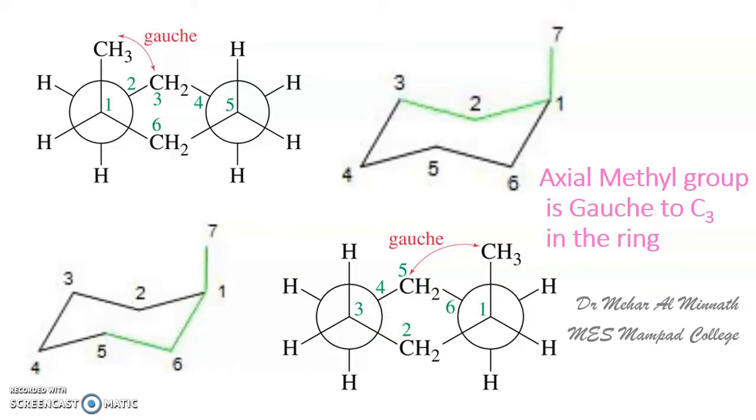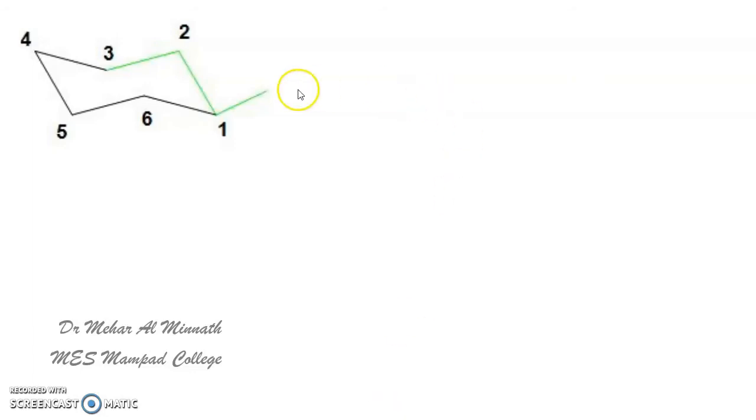Alright, so altogether there will be 8 gauche units when a methyl group is introduced into cyclohexane, and if the methyl group is oriented axially. That's important. It's the axial methyl group which is introducing, or which is subtending, 2 more gauche units to the ring. Okay. Now, we'll see what happens when the methyl group is oriented equatorially.